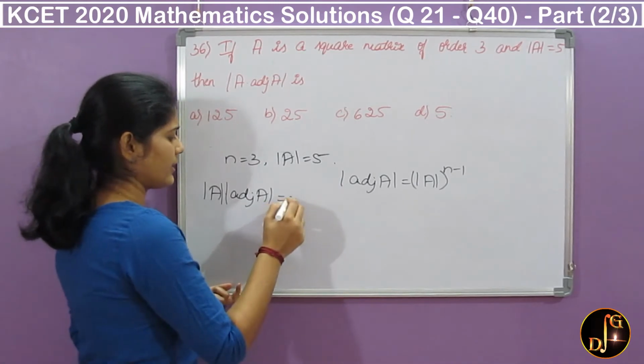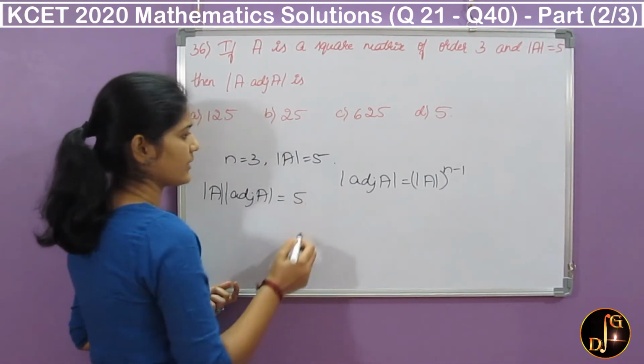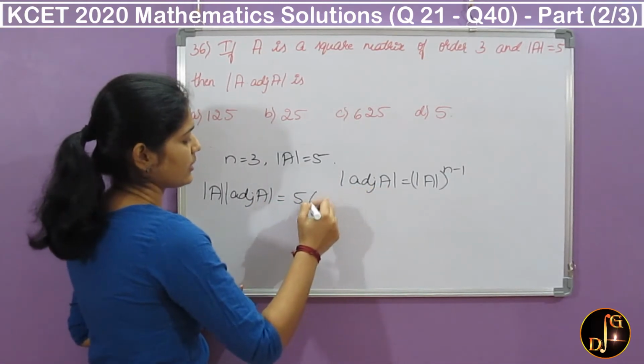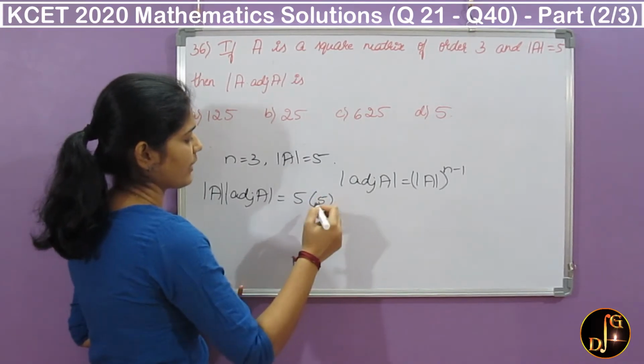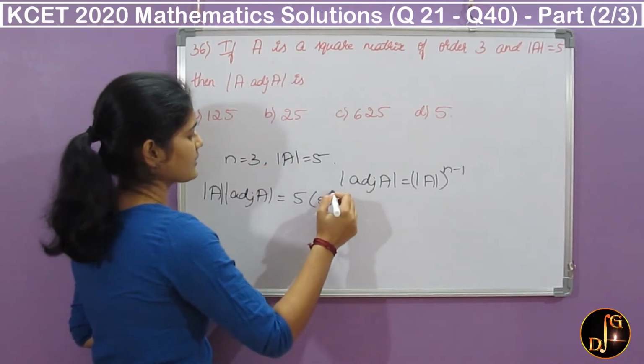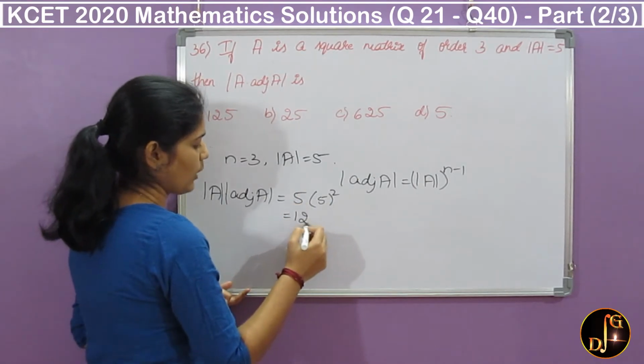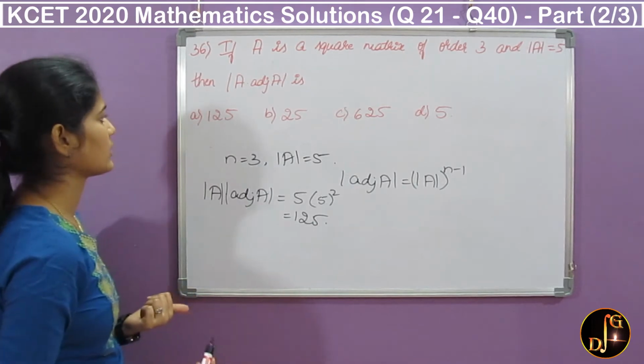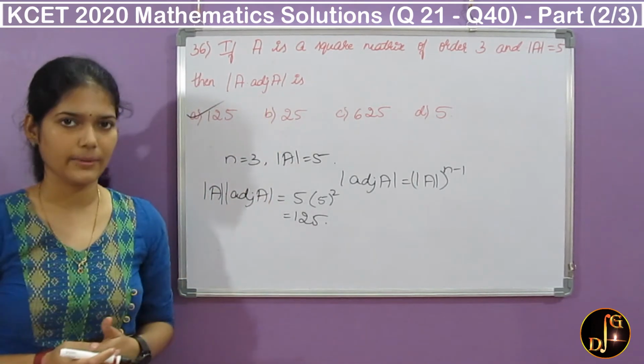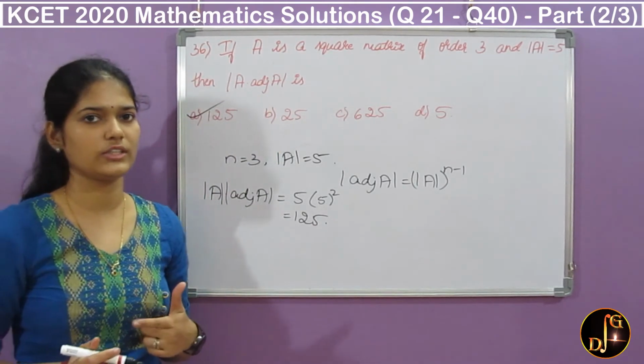Let's substitute the values. Determinant of A is 5, and determinant of adjoint of A is 5 power 3 minus 1, that is 5 power 2. So this will be 125. So the correct option is option A. Now let's move on to the next problem.